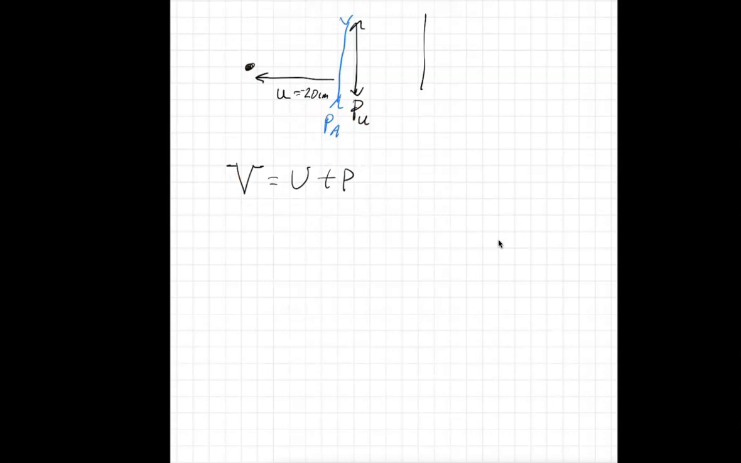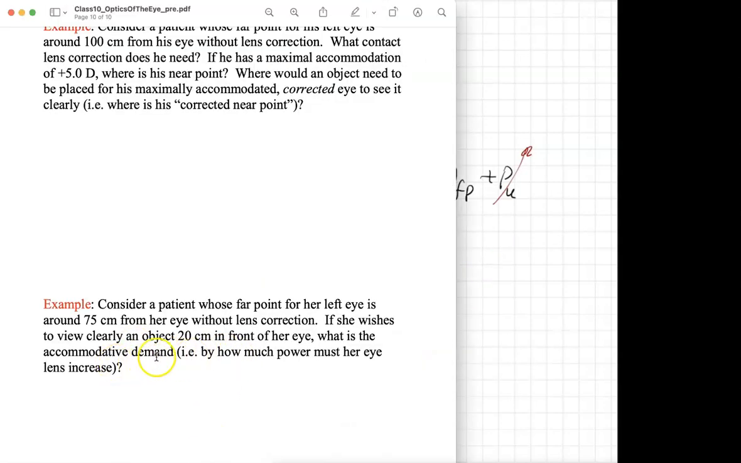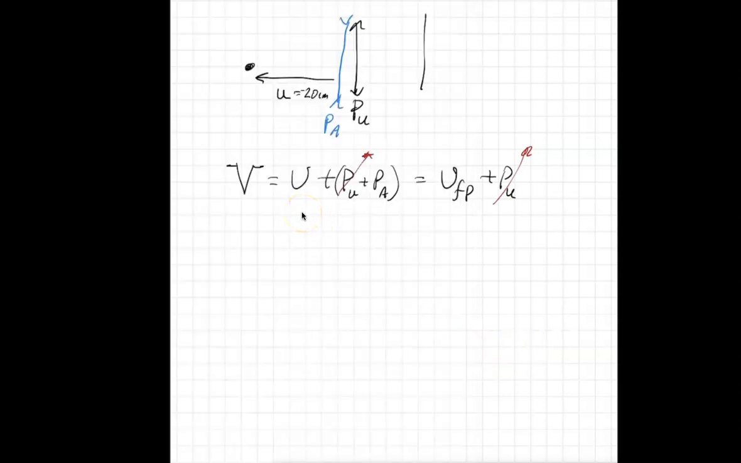We're going to use the vergence equation. This vergence is the object vergence related to this distance. And the power is going to be the power of the unaccommodated eye plus the power of accommodation. And again, we don't know what this image vergence is, but we can relate it to the far point vergence plus the power of the eye. And so our power of the eye is going to cancel out. In this problem, it's asking us to find the accommodation. How much accommodative demand do they need to have in order to see this thing? So we're trying to solve for PA. I'm just going to solve for that here.